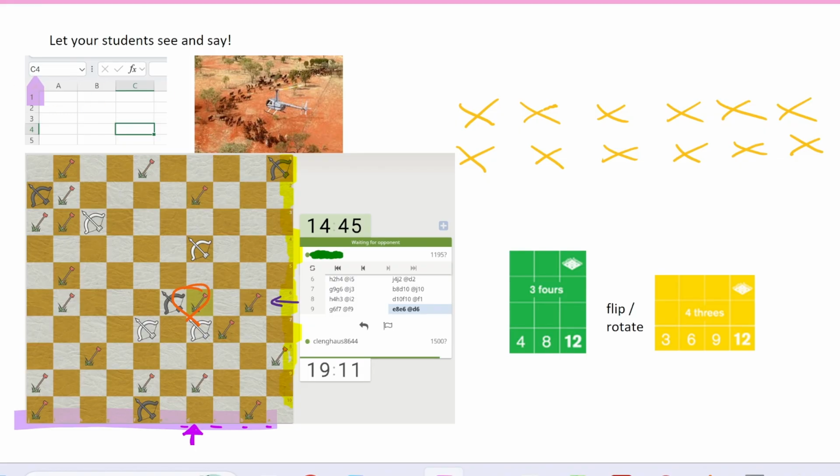I've also got here a screenshot from Excel, and you can see here that it says I'm in cell C4. So that's I'm going to cross the columns to C and then down the rows to 4 to be in cell C4. So this video is about how could you encourage your students to think flexibly.